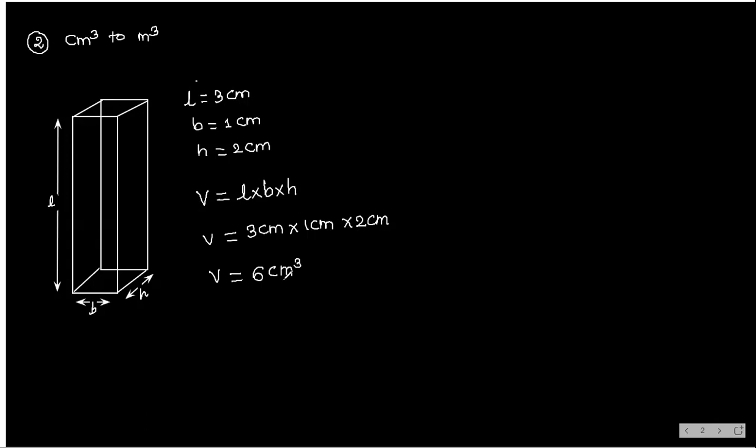Now this 6 centimeter cube, what you have to do? You have to convert into meter cube. So given volume here, this is just one example I am taking so that you will understand. Given is volume V is equal to 6 centimeter cube. So first of all, 1 centimeter cube I am converting. 1 centimeter cube is equal to 1 into 10 to the power minus 2 meter whole cube.